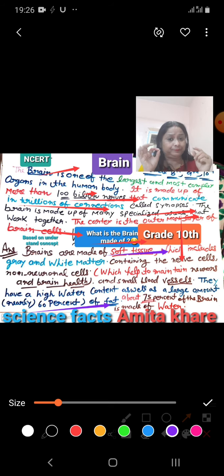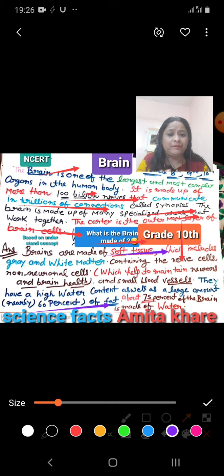The brain is made up of soft tissue and includes gray and white matter containing the nerve cells. The non-neural cells help to maintain nerves and brain health. The main function of non-neural cells is maintaining the nerve cells and brain health.